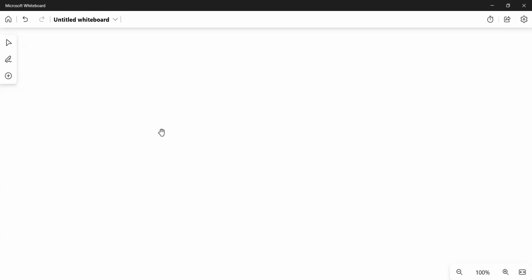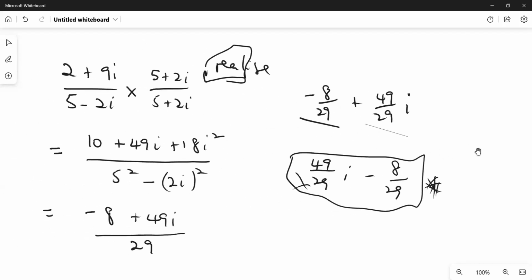Wait, sir, before I go, how did you get 49i? Well, that's for me to know and you to figure out. Try it and see. Multiply this numerator here, this by this. Do it slowly. You will get that. In your own sweet time, you multiply.